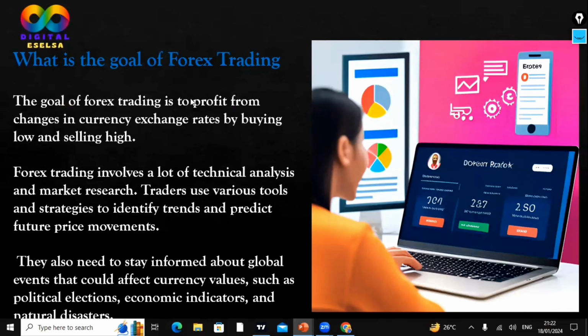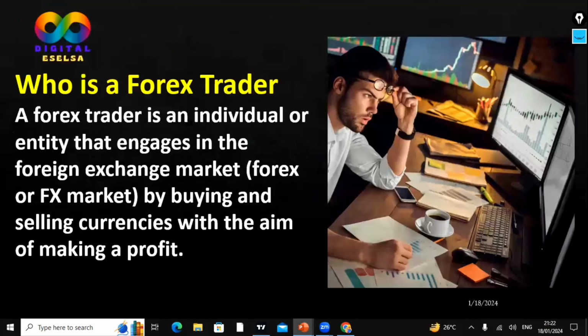Now, what is the goal of Forex trading? Of course, you know the goal of Forex trading is just for you to profit from the changes in currency exchange rates by buying low and selling high. I've shown you the charts on countless occasions, right? Forex trading involves a lot of technical analysis and market research. Traders use various tools and strategies to identify trends and predict future price movement. What you do here is to use so many tools and techniques, analyze the chart and predict various movements in price, especially movements in price in the future.